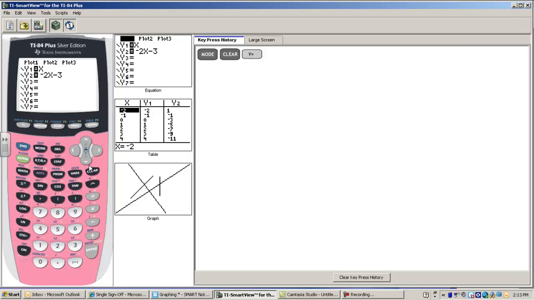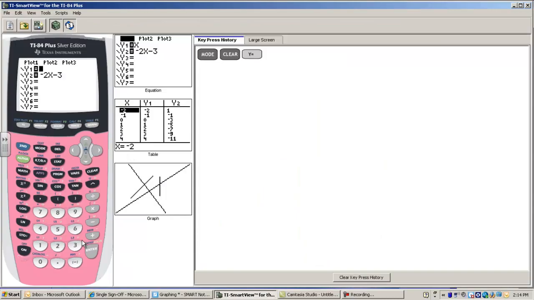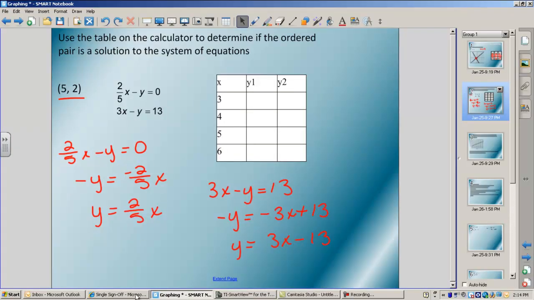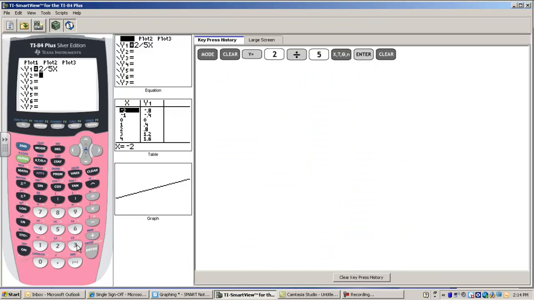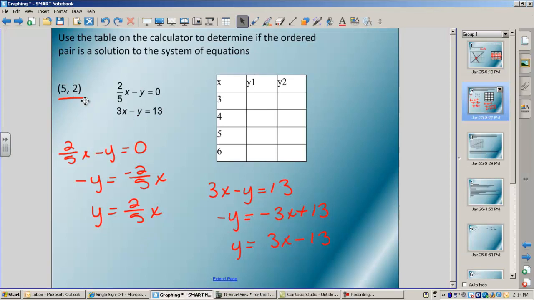to go back to y equals, and we're going to enter in those two equations. The first one was 2/5 x, so I have 2/5 x, and then the second one was 3x minus 13, so I have 3x minus 13, and we're going to go back to the table. So that's what we want to look at, and we're looking for this point right here, 5, 2.